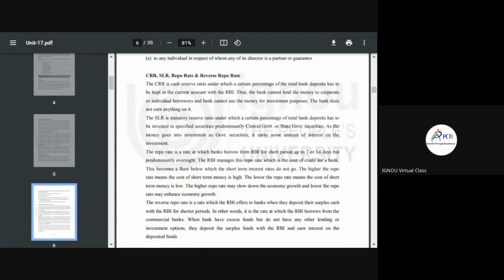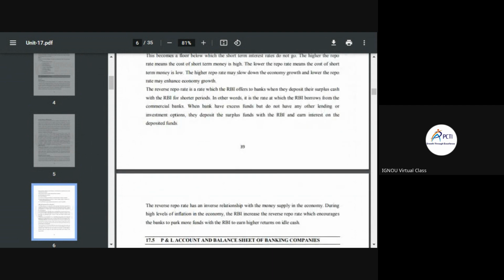Then we have CRR, SLR, repo rate, and reverse repo rate. CRR is the cash reserve ratio. SLR is the statutory liquidity ratio. Basically, these are the ratios which affect inflation or deflation. That means these are interest rates which can go up or down as per the instruction of the RBI, because RBI needs to control the inflation or deflation rate. RBI needs to maintain a stable rate in the market, so it can reduce or increase these kinds of rates in the market.